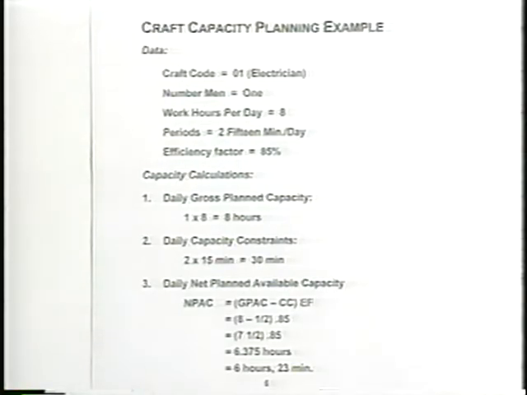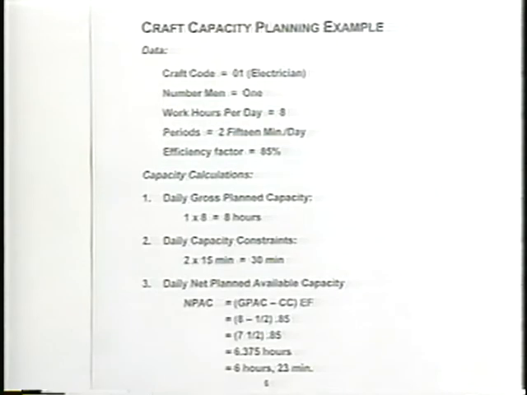Now, if we take the data elements and go through the calculations, our gross planned is 1 person times 8 hours, and again, that's payroll. So we would have gross planned available capacity of 8 hours. We would have 2 15-minute rest periods, which gives us 30 minutes. And now we could take that data and put it into our formula.